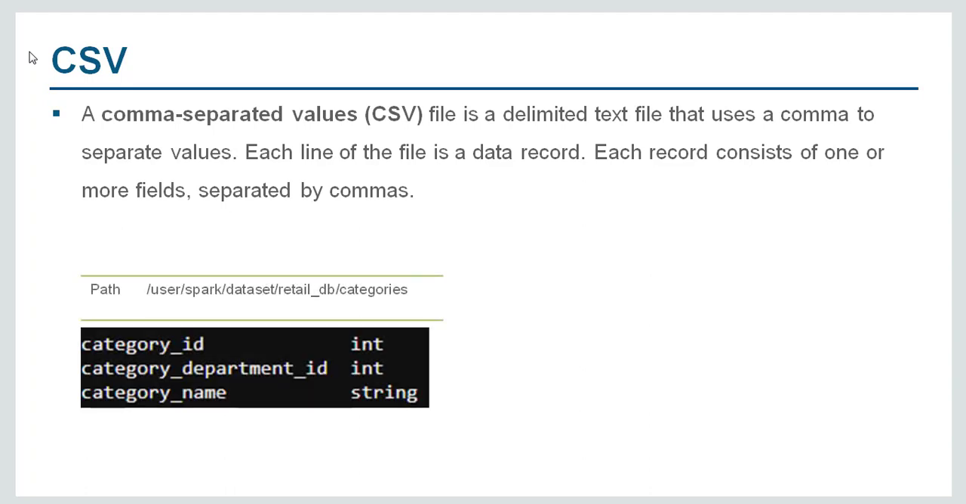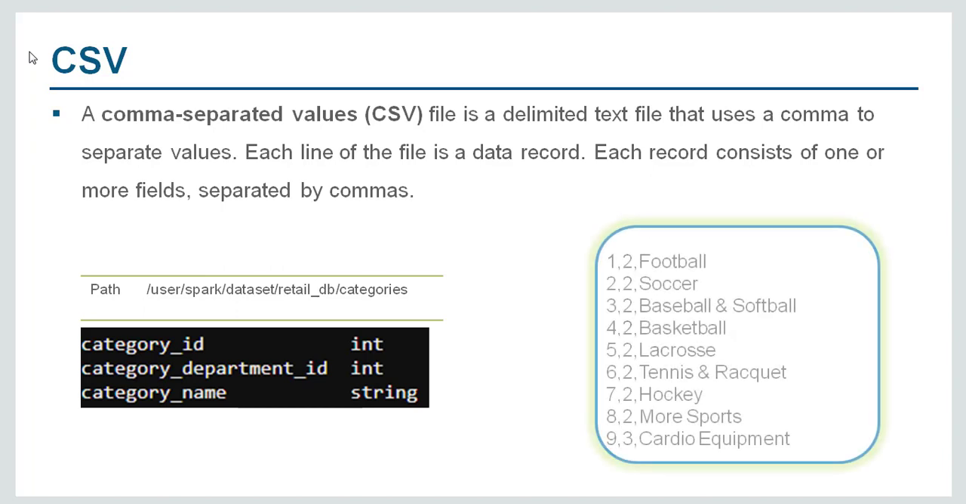So from our practice data sets, we have categories data in CSV. The schema of categories data is: we have three columns. We have category ID, we have category department ID, and we have category name. The data looks like this. So if you see this data, every row is a new record. That means every row is a new category and the three fields of a row are separated by a comma.